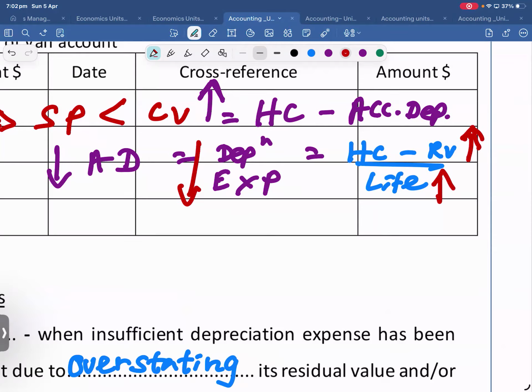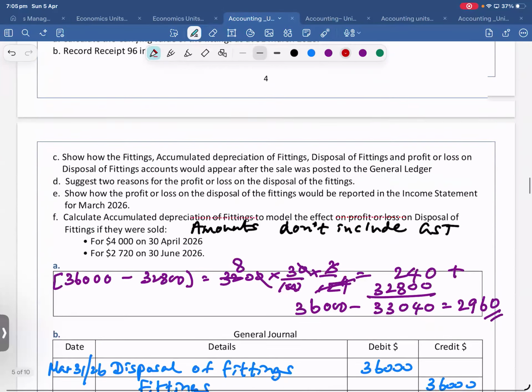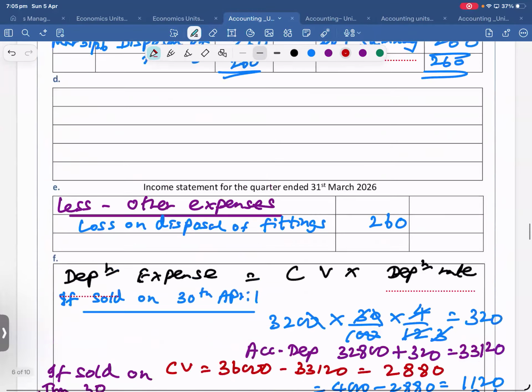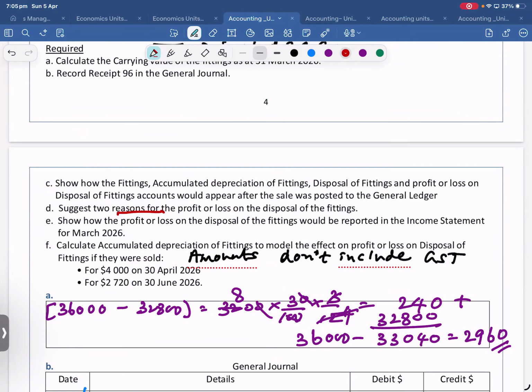Okay, any questions? Great. Okay, do you want to answer part D or shall I give you the answer? Suggest 2 reasons for the profit or loss on disposal. Yeah, what are the 2 reasons? So out of the 3 I gave you, you can say any 2. Yeah, what are those?